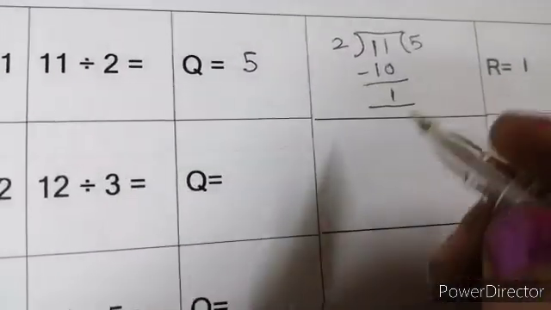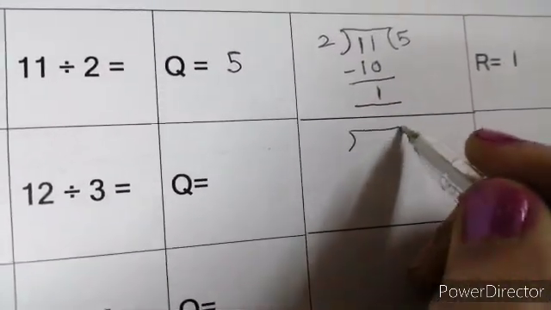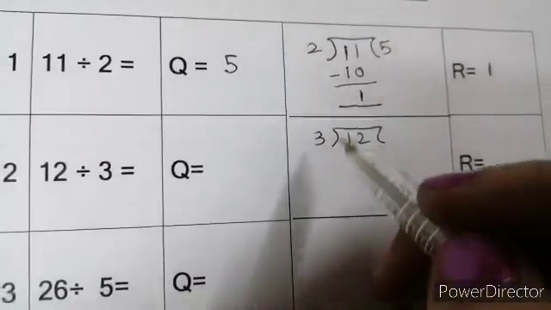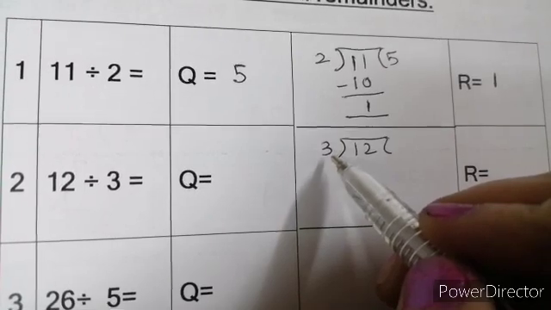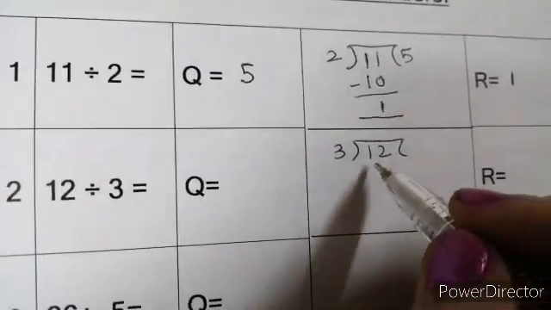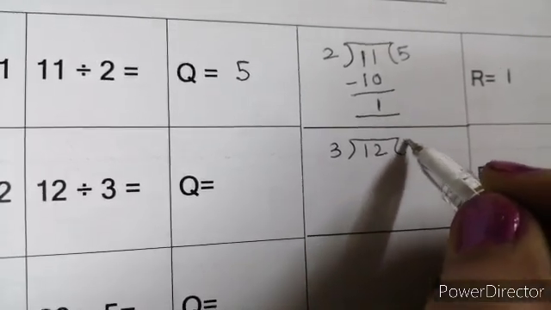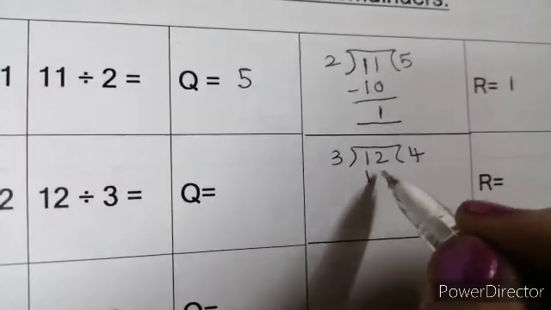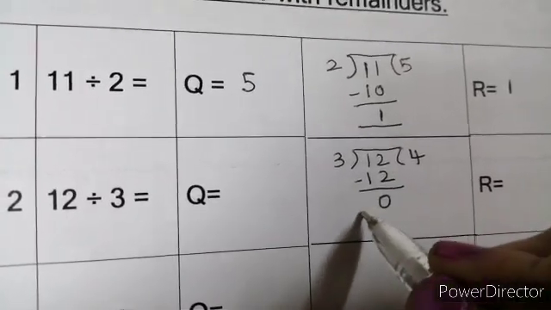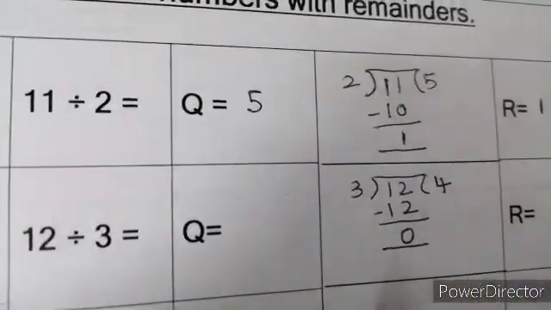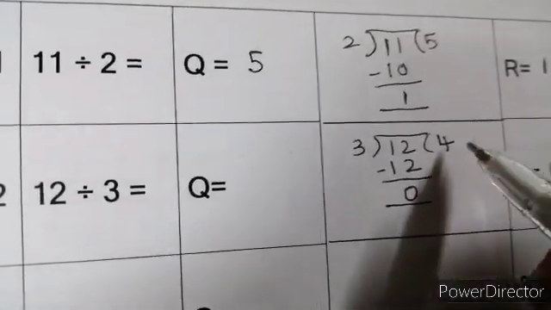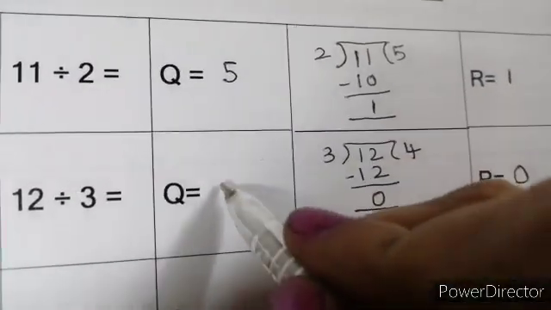Similarly, let's do it for 12 divided by 3. Which table do you have to say? You have to say the 3 table. 3 ones are 3, 3 twos are 6, 3 threes are 9, 3 fours are 12. It is coming exactly 12. 3 fours are 12. Now do 12 minus 12. It is 0. So is there anything left out? No. So the remainder is 0. And what is the quotient? The quotient is 4.